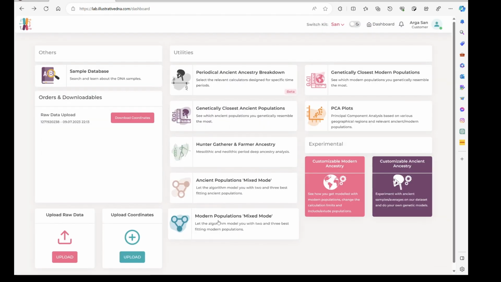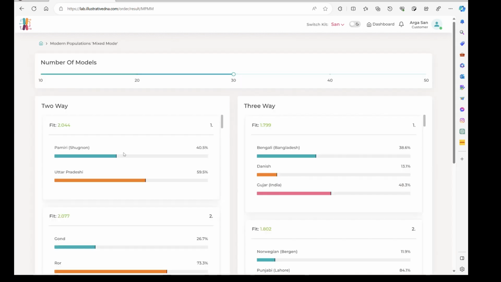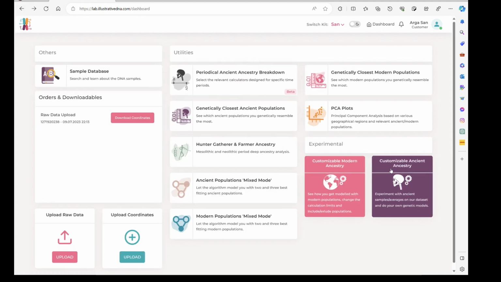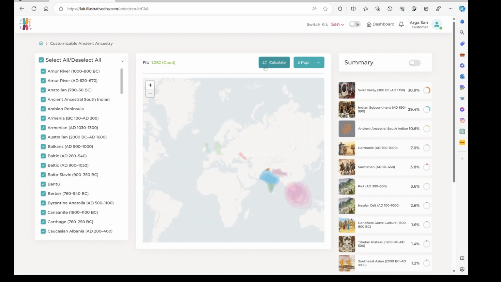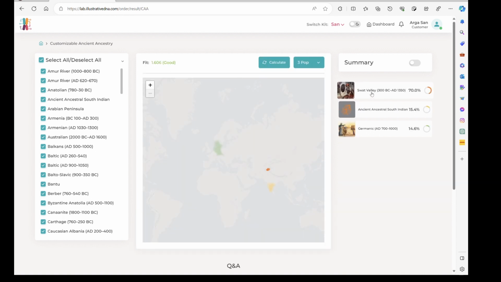Now let's check modern population mixed mode. It shows here the different populations that I am close to. At last, let's check the modern and ancient ancestry. Here I have everything from Europe, to Central Asia, to South Asia, to Southeast Asia and Tibetan Plateau. Seems like I am a full Eurasian.